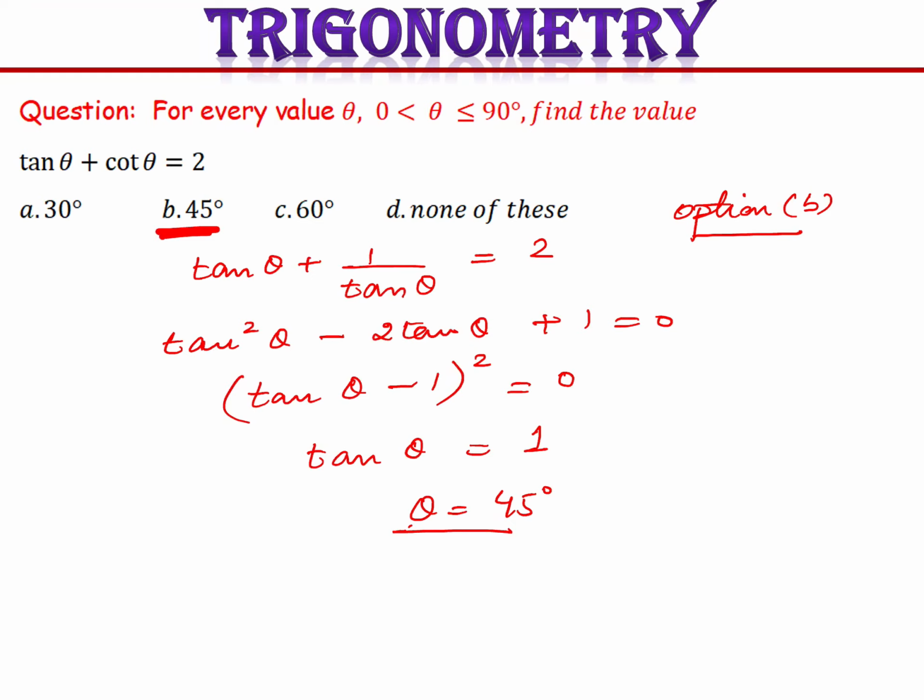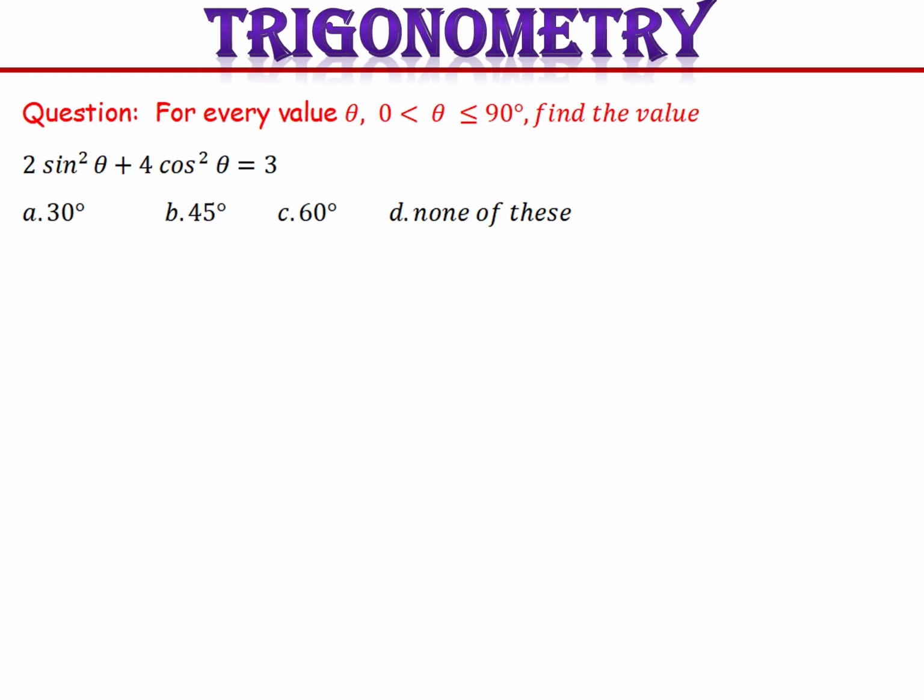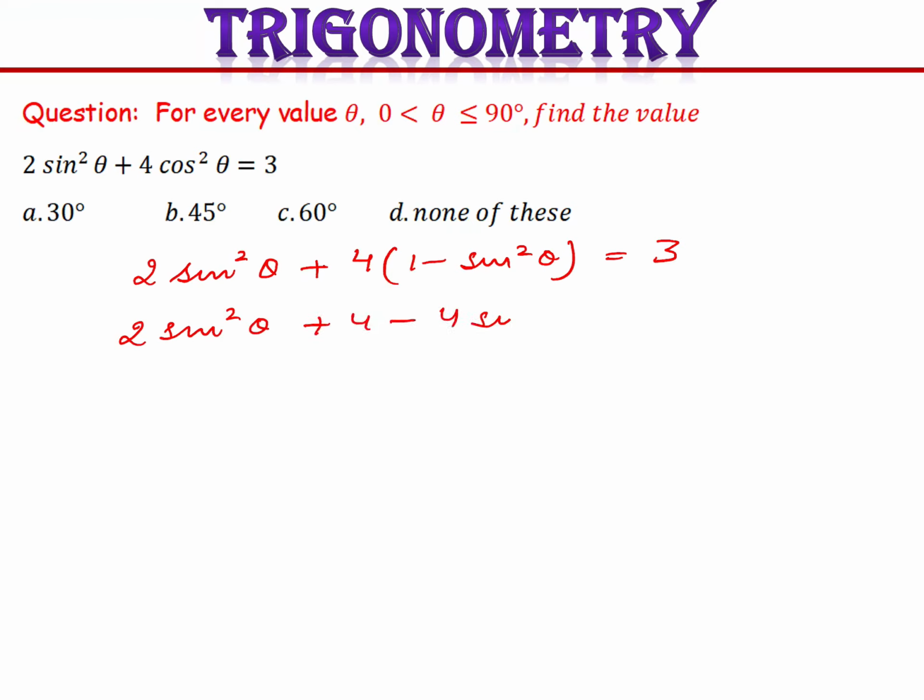So we move to the next question now. Okay, so 2 sine square theta plus 4 cos square theta is equal to 3. Again I have to find the value of theta. Again cos square can be written as 1 minus sine square theta. Simplify it. 2 sine square theta plus 4 minus 4 sine square theta is equal to 3.